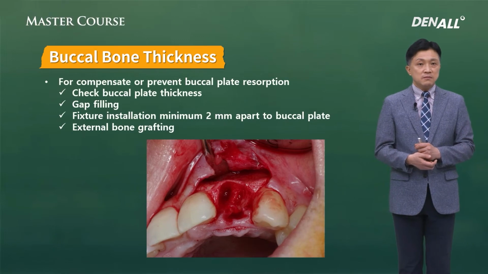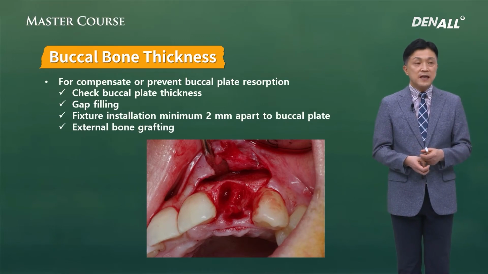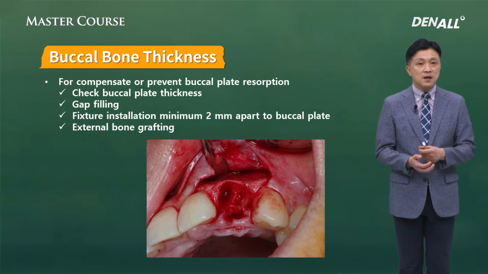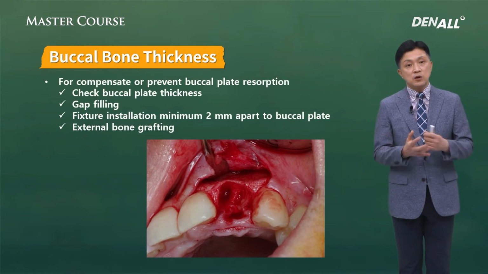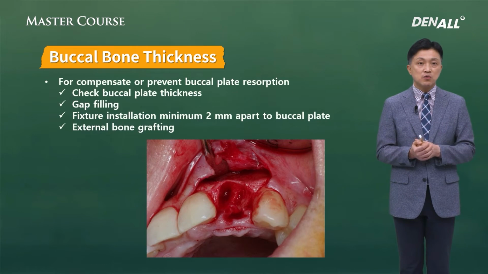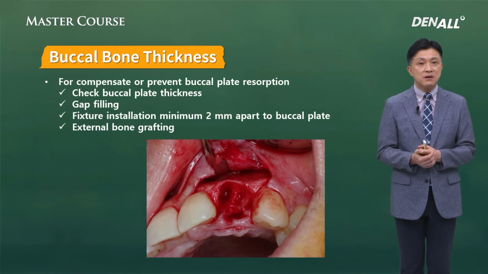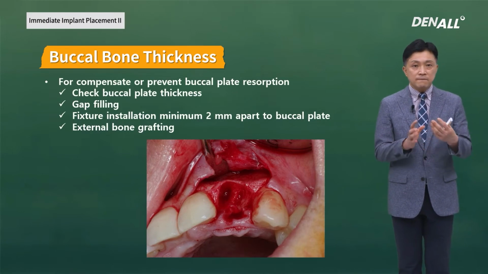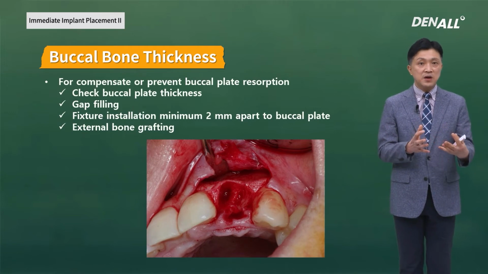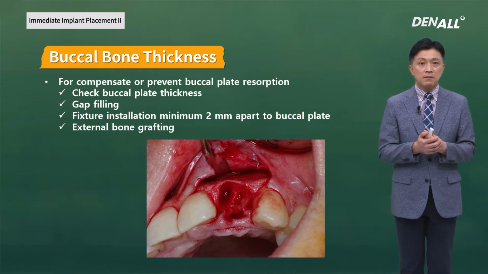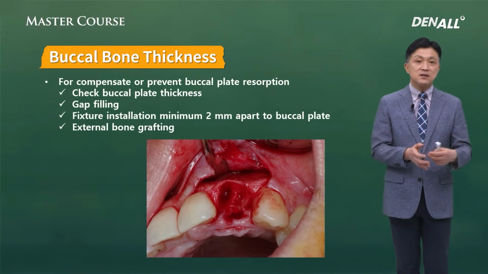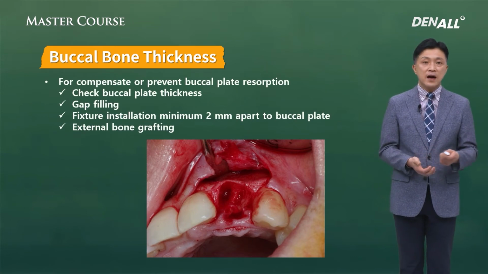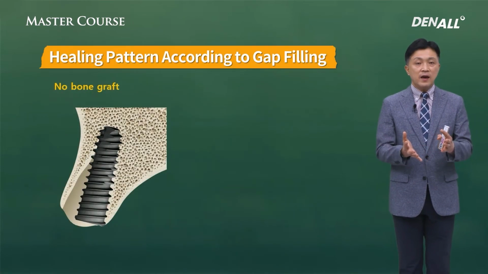We need to compensate for buccal plate resorption. Ways to do this include the following. First, you need to look at buccal plate thickness. If it is 2 mm or above, you can assume there's going to be minimal remodeling. Second, you need to think of ways to do gap filling. You need to place the implant away from where the remodeling is going to occur. Also, you can consider doing external bone graft outside of the extraction socket.